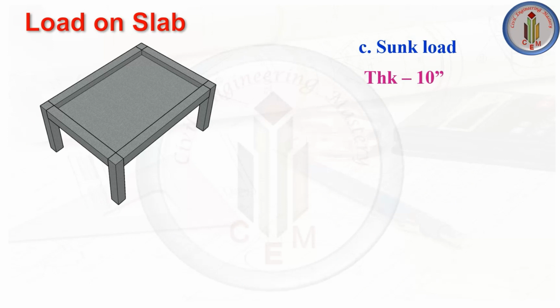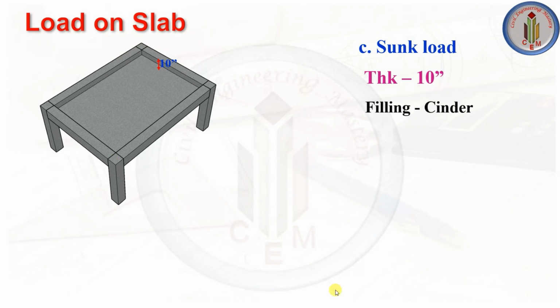Next, let's look into the sunk load. Sunken thickness is 10 inches. Wherever you have a bathroom slab, utility area, or balcony, in those areas we provide a sunk slab. That means the slab will be sunken by some thickness from the actual level of the floor. This sunk is used to lay the pipelines inside, and after that we need to use some filling material to fill this.